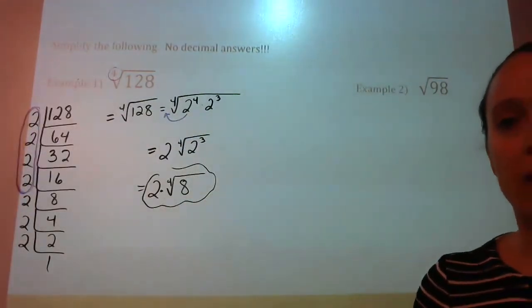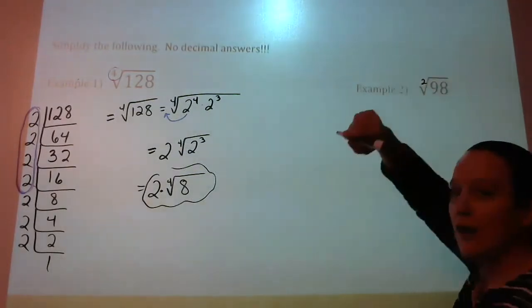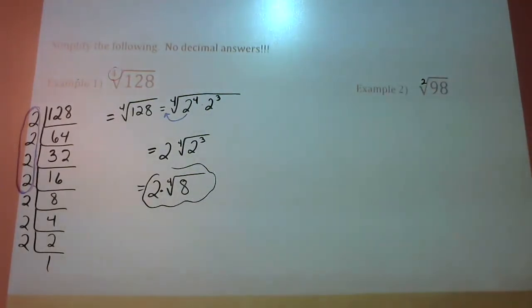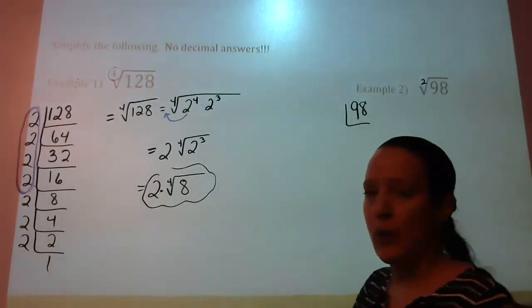So what's the root here? Well, remember, mathematicians are lazy. They're not going to tell you that that's a squared. You have to know it. So I'm looking for groups of 2. So I'm going to do 98, and I do my prime factorization.